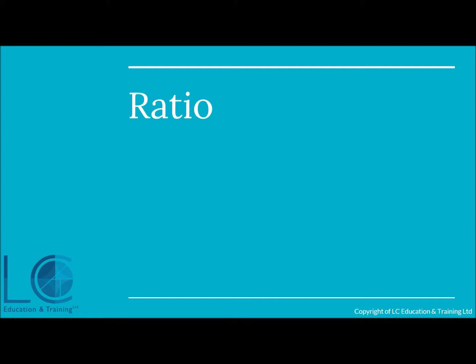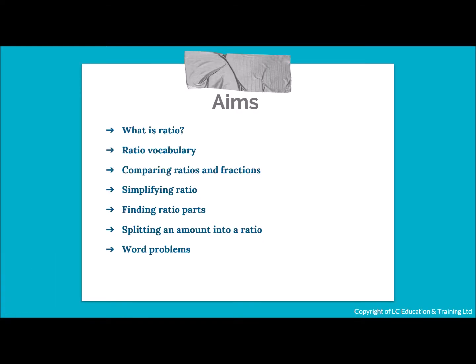So you can choose whether to watch all 3 of the videos, whether to just go through the examples for either the easier or the harder ones, or you could just watch the explanation, or you can choose any combination. So we're going to take you through the explanation part first. So we'll look at what ratio is, some of the vocabulary associated with it, how to compare ratios and fractions, because I find this often helps people to understand the topic, how to simplify ratios, how to find ratio parts, how to split an amount into a ratio, and some word problems associated with ratio.